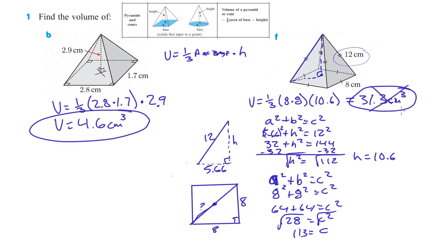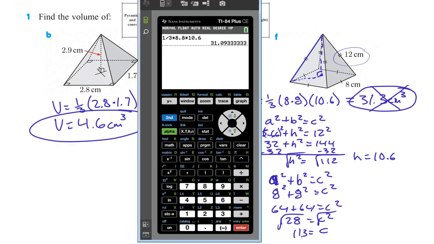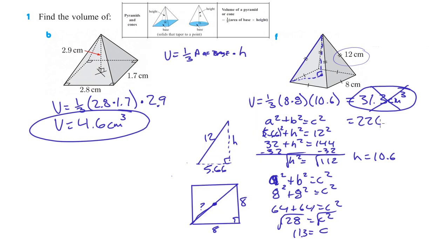Sorry about that. I did 8.8, and we're supposed to do 8 times 8. So go back into that, and we want to edit this 8.8 to be 8 times 8. There we go, 226 centimeters cubed. Okay, 8 times 8. I should make that more obvious.